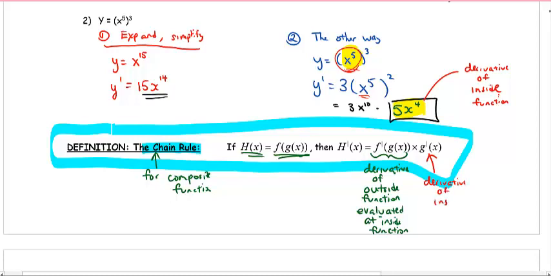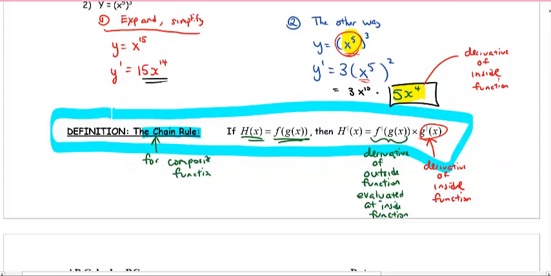of the inside function. So the chain rule says take the derivative of the outside function, evaluate it at the inside function, and then don't forget the extra little bit, or the hook, of the derivative of the inside function. Okay? And that's the definition of the chain rule. Now, if calculus was so easy, that'd be great, but it's not.